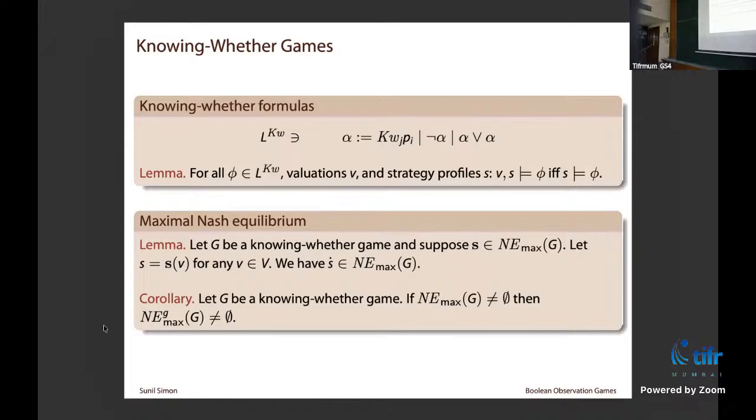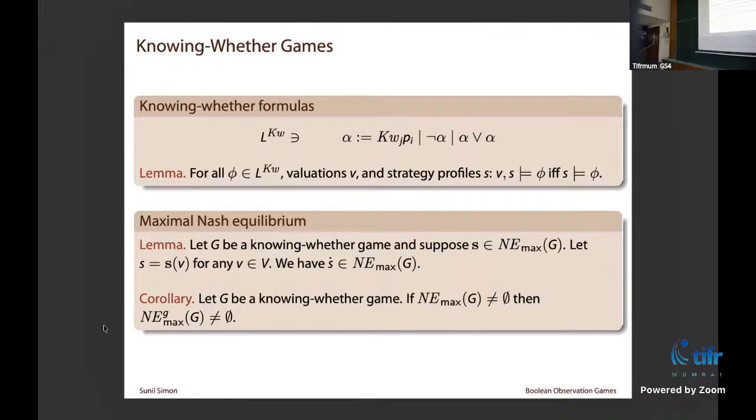So this is a general result that you can show: if you're looking at the knowing whether fragment, where you cannot make assertions about propositions, but you are always guarding the proposition, then if there is a maximal Nash equilibrium, a uniform profile which is a maximum Nash equilibrium, then you can simply pick any strategy in that profile and set it to be the globally uniform strategy profile, which is to say that I don't really care. I set every valuation to be this particular profile. That is also going to be a maximum Nash. This holds only for knowing whether games.